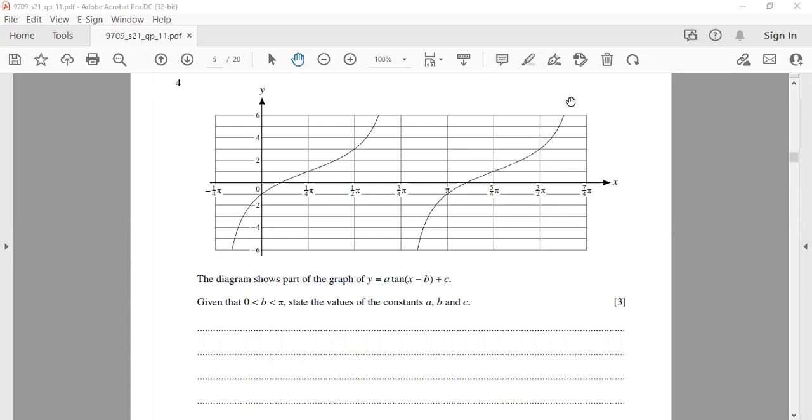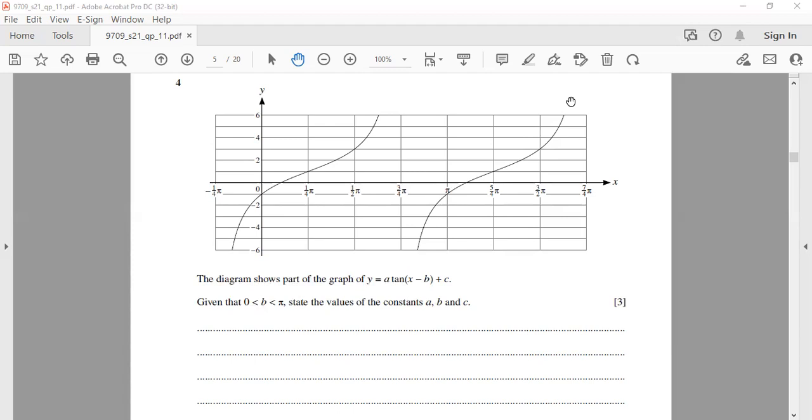Okay, for question number 4, you're given a graph. The diagram shows part of the graph of y is equal to a tan of (x minus b) plus c. Given that b is greater than 0 and less than pi, state the values of the constants a, b, and c. All right, this question is a transformation question.